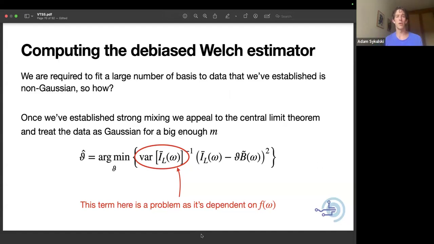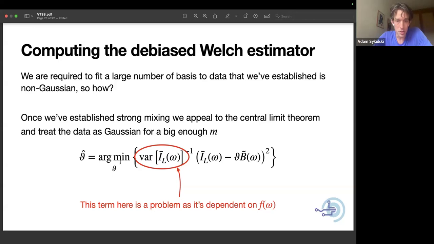So the problem is that we are required to fit a large number of bases to the data, and we want to compute this, right? And we've established this as non-Gaussian. So how do we do this? Well, once we've established some strong mixing, we can appeal to the central limit theorem here and treat the data as Gaussian for a big enough M. Where this was, I apologize, earlier capital M for the number of blocks, right?